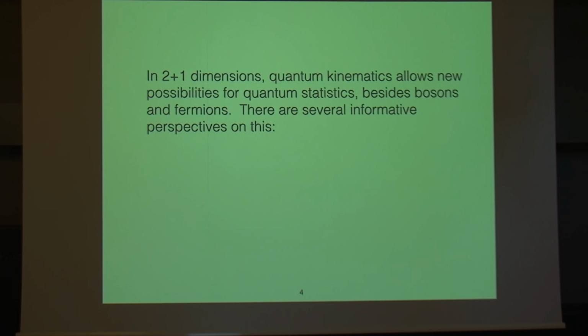So, in 2 plus 1 dimensions, quantum kinematics allows new possibilities for quantum statistics besides bosons and fermions. There are many ways of looking at this. It's a very special property of 2 plus 1 dimensions, of flat land. First, thinking about the world lines of particles, the relevant classification of their topology in 2 plus 1 dimensions is the braid group, and that goes beyond the group of permutations which you have classifying the topology in 3 or more dimensions. I should say in 1 plus 1 dimensions, the idea of quantum statistics is a little ill-defined because you can't have particles slowly move past each other or around each other without them intersecting, so statistics can't be separated from local interactions.